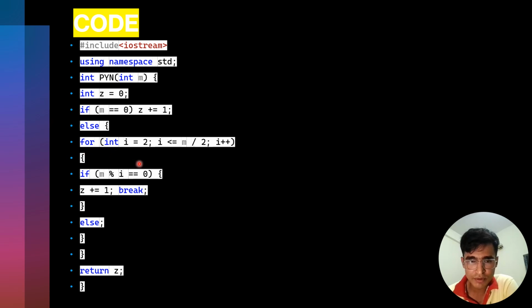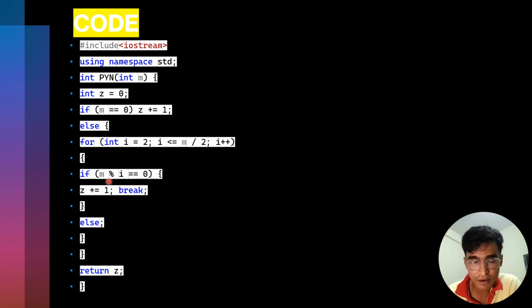For int I is equal to 2, we have initialized the value of I as 2, and we have set the condition on I that I has to be less than or equal to m by 2. If m modulo I, what does modulo mean? Modulo is basically the function which returns the remainder. When m is divided by I, it will return the remainder. If m divided by I gives remainder 0, that means m is divisible by I.